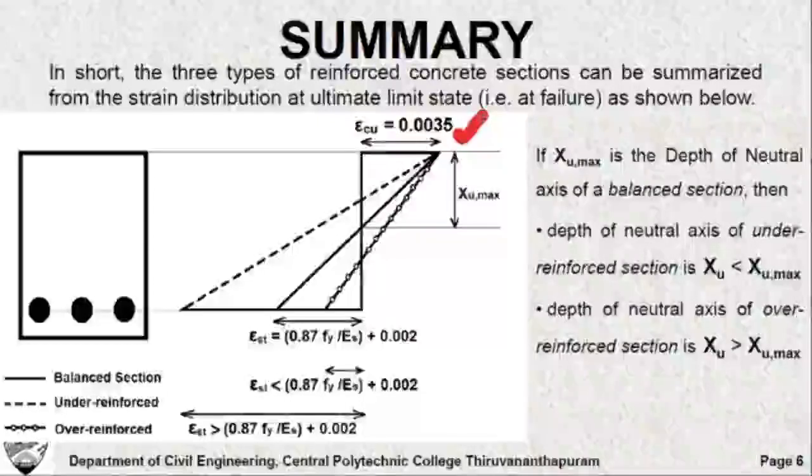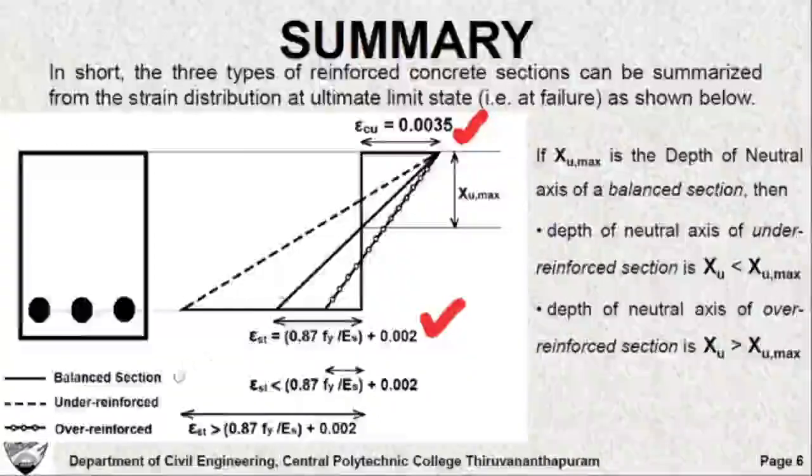You see, the solid line represents the balanced section. We already said the concrete reaches its ultimate strain of 0.0035 in case of balanced section, and you observe that at the level of steel, at the level of the reinforcement, strain in steel is 0.87 Fy by Es plus 0.002. So that is typically a balanced section. And the strain distribution, we already discussed, is always a straight line. It is a linear distribution.